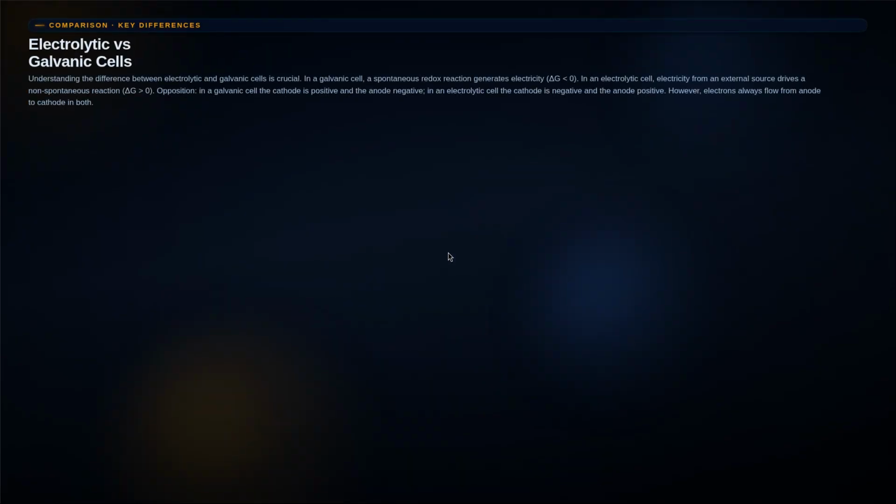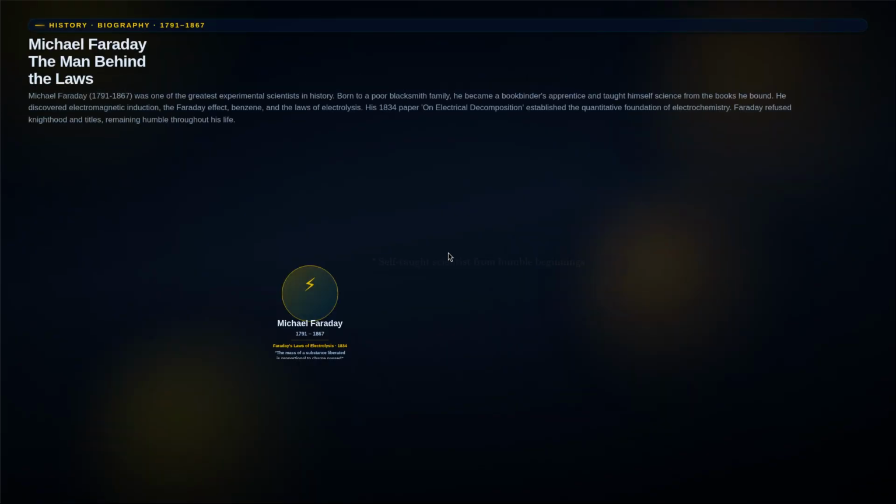Understanding the difference between electrolytic and galvanic cells is crucial. In a galvanic cell, a spontaneous redox reaction generates electricity with negative delta G. In an electrolytic cell, electricity from an external source drives a non-spontaneous reaction with positive delta G. In a galvanic cell, the cathode is positive and the anode negative. In an electrolytic cell, the cathode is negative and the anode positive. However, electrons always flow from anode to cathode in both cases.